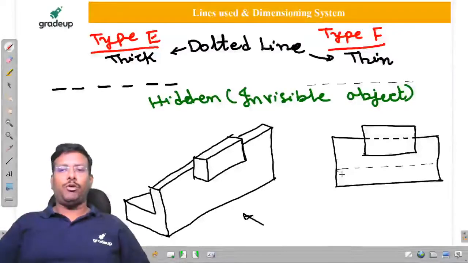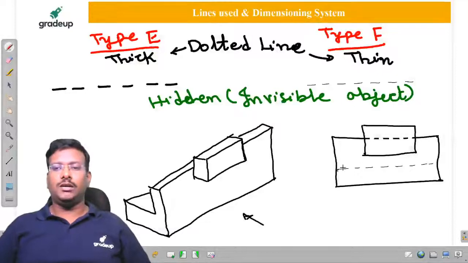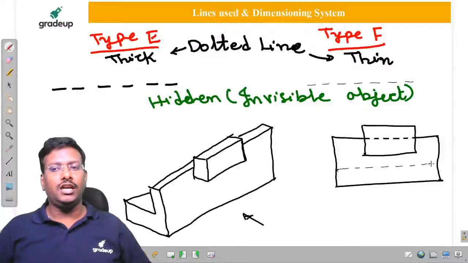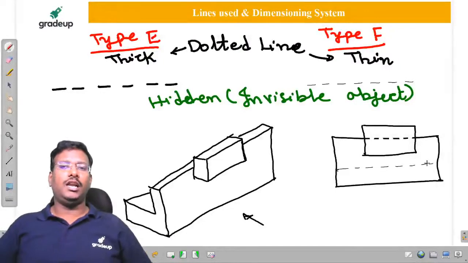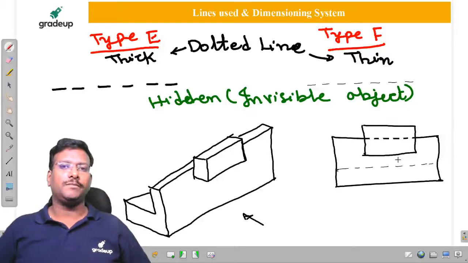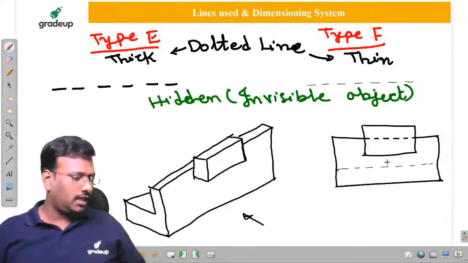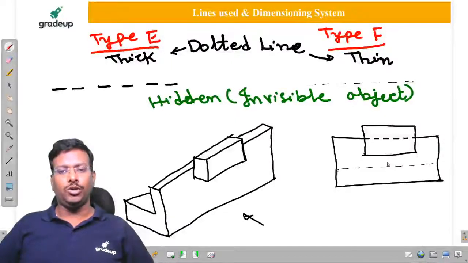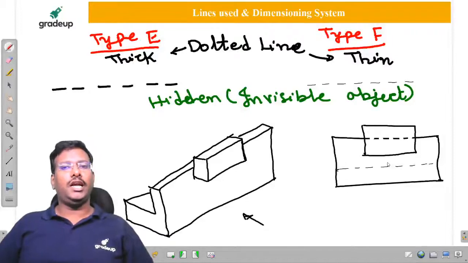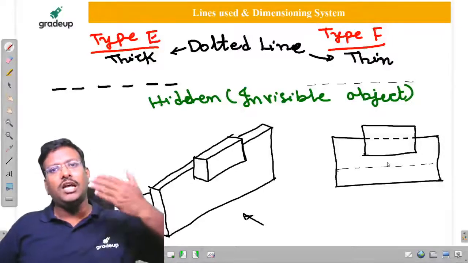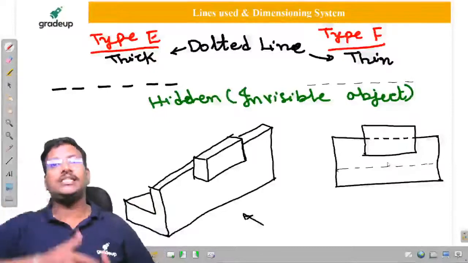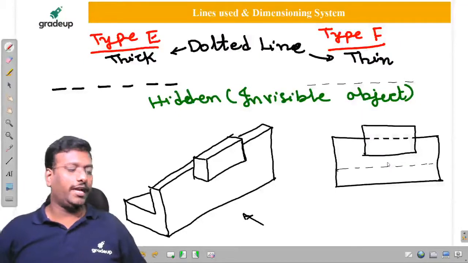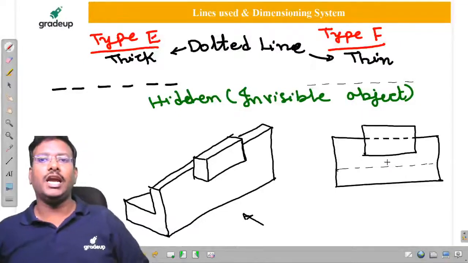The portion which is covered by the rear element, meaning the backside element, is going to be represented with thin dotted lines. Is it clear to all of you, my dear friends? Up to this it is clear. Thin dotted lines are the invisible elements of the rear objects, meaning backside objects. Thick dotted lines are the elements which are covered by the front side object. Thank you. So this is nothing but type E and F.